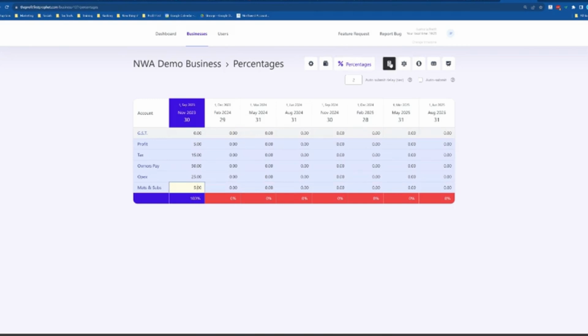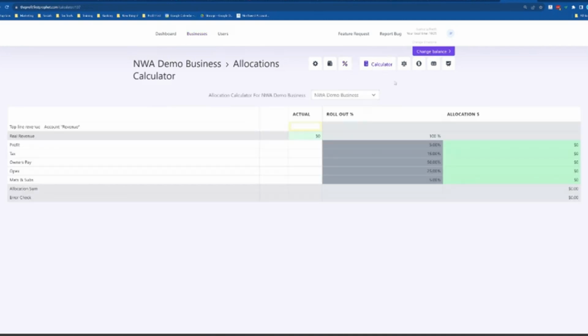Then we can go through, and every time we get money into the bank account, we can use this actual system here. So if you've received $1,500 in your bank account this week, the system will automatically calculate based on your percentages how much to be allocated into each of those different bank accounts.